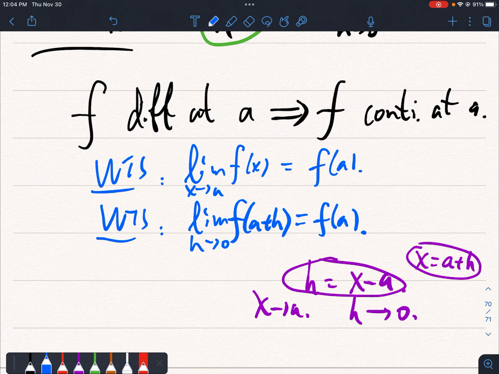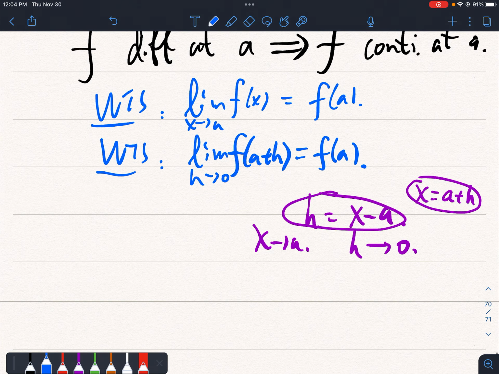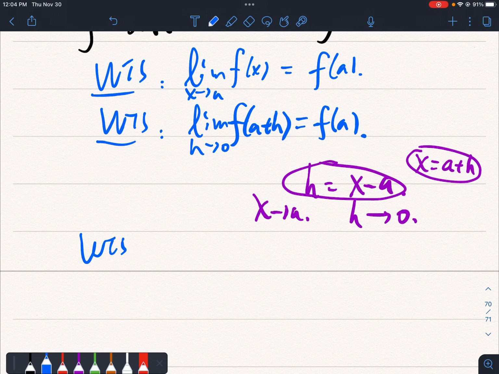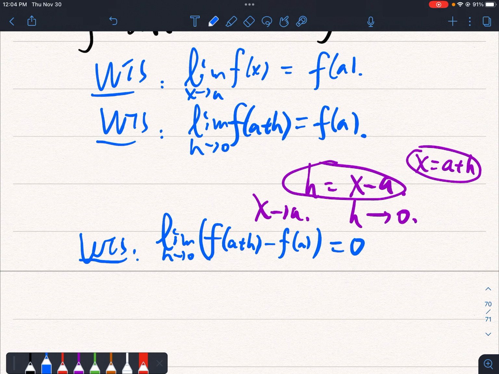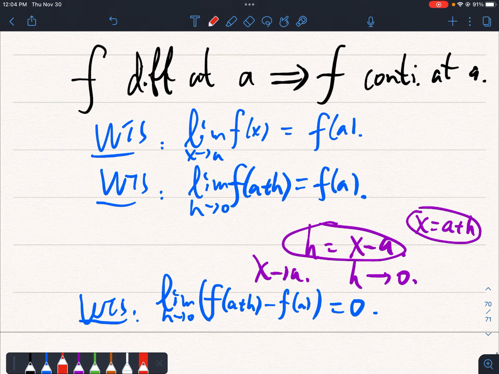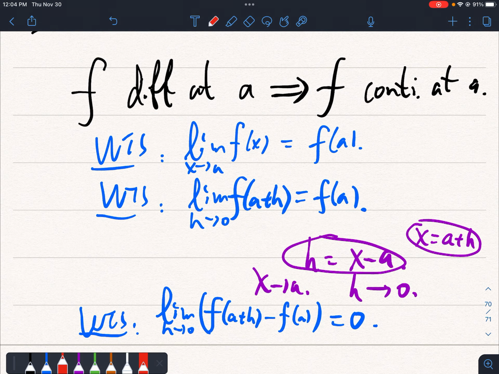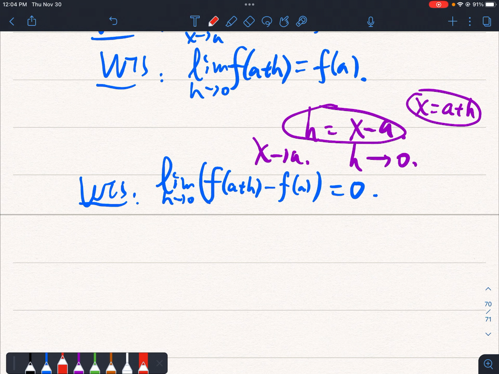Then f of x will become f of a plus h, and this is still f of a. So all we need to show is that the limit as h approaches 0 of f of a plus h will be f of a. And this is very familiar, because equivalently, as I mentioned in the previous videos, all you need to show is that the difference of f of a plus h and f of a is 0. The limit should be 0.